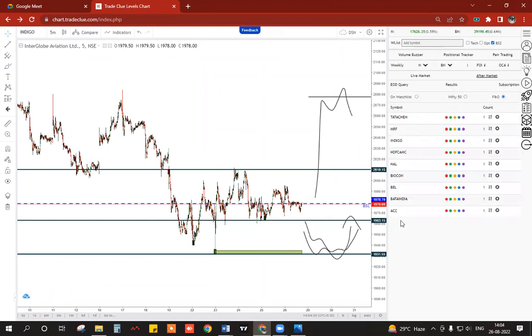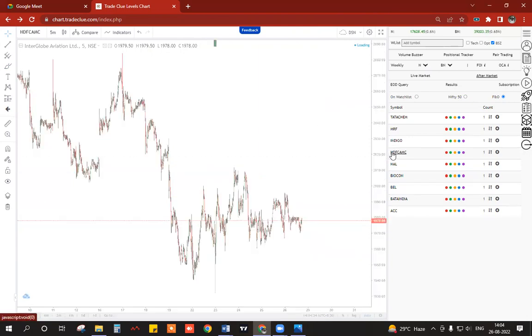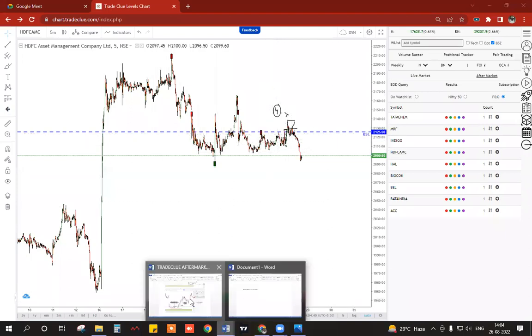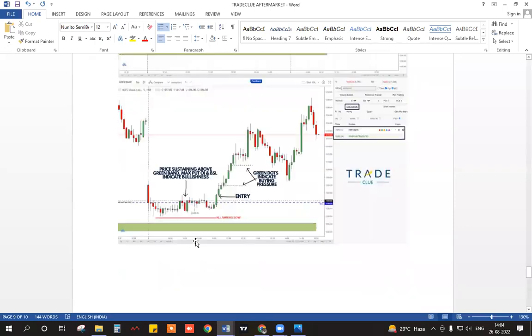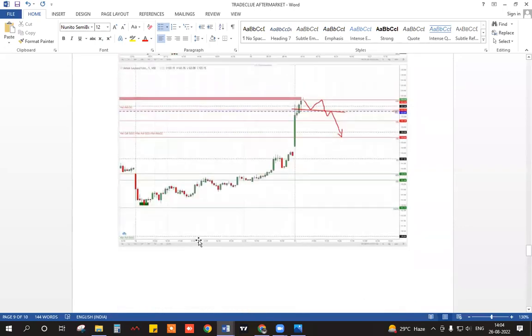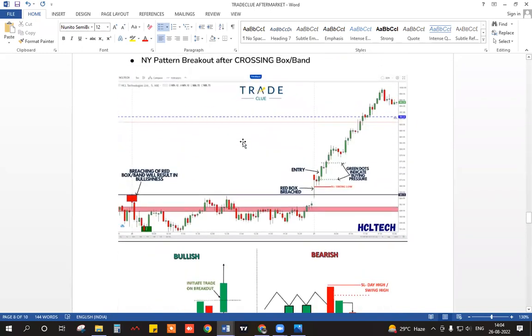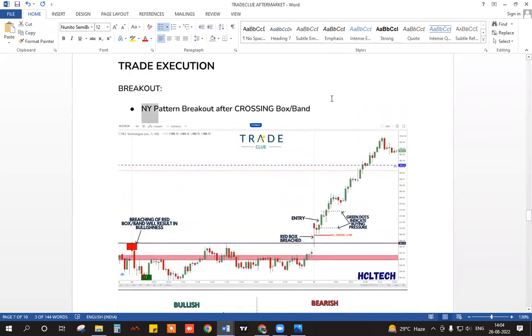Try to avoid such stocks like MRF above 5,000. Those structures which are good, plot your red boxes and green boxes levels, and then just wait for your execution pattern. As I said, for breakout it will be the NY pattern, for reversal it will be the trendline breakout breakdown pattern, right? So for reversal kind of structures, it is trendline pattern, and for breakout it is the NY pattern.